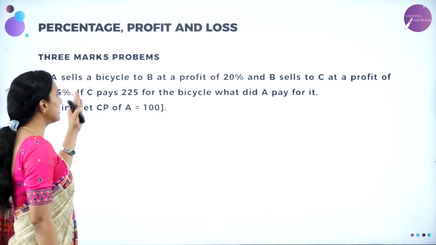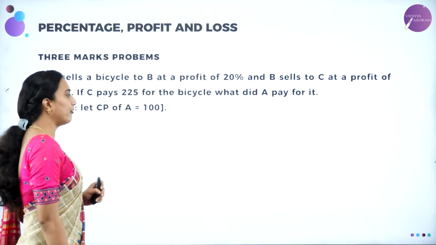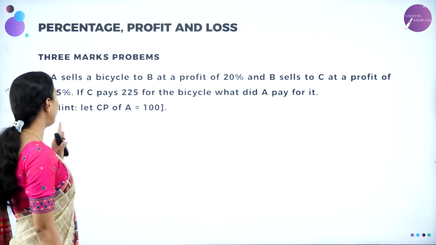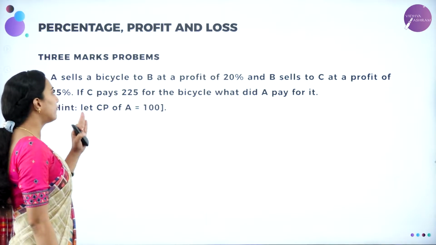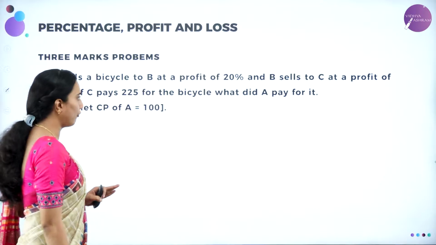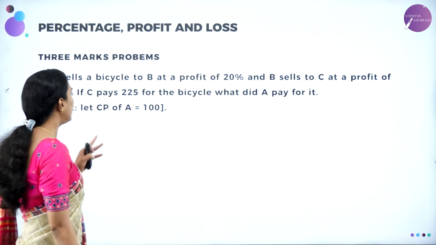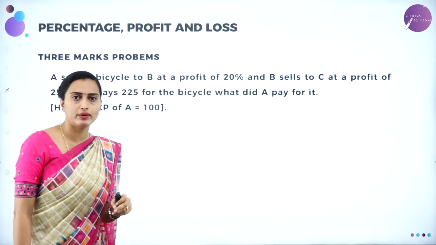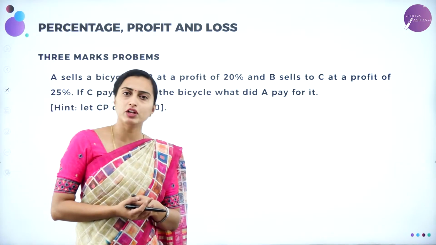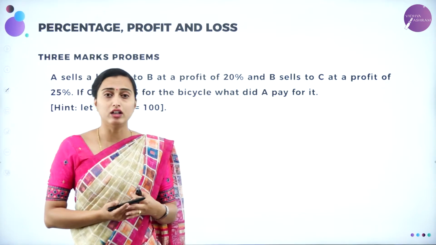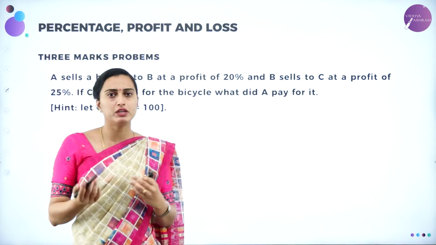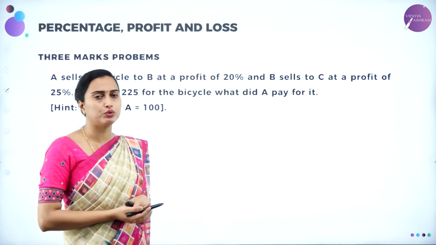A sells a bicycle to B at a profit of 20% and B sells to C at a profit of 25%. If C pays 225 for the bicycle, what did A pay for it? Let CP of A be equal to 100. In the last session, we learned the formulas of profit and loss for 1-marker and 2-marker. CP is equal to SP, the same formula. We are going to use it here.